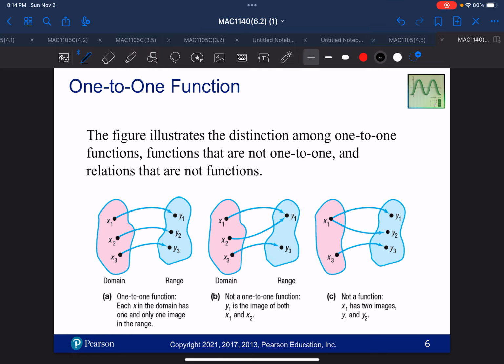So here are a couple of examples. The first one is a one-to-one function because we see each x value is only going to one y value. The next one is not one-to-one. It is a function because the x values are not repeating, but for the first two here, x1 and x2, they have the same y value. And then the last one is not a function at all because x1 has two images, y1 and y2. So the x value repeats there.